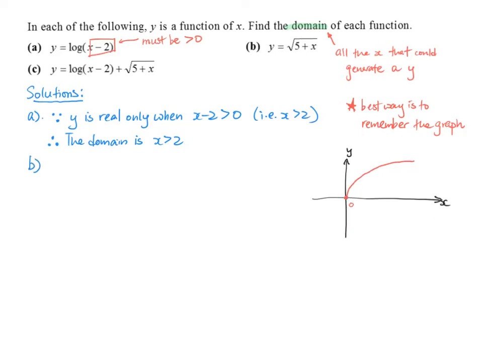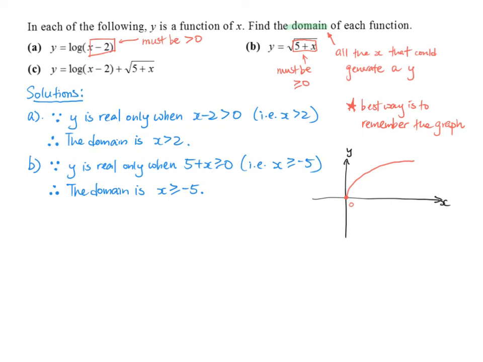Now for part B, because it's a square root, this thing inside must be greater than or equal to 0, right? And so in other words, y is real only when this thing inside is greater than or equal to 0, and so x must be greater than or equal to -5. And so the domain is x greater than or equal to -5.